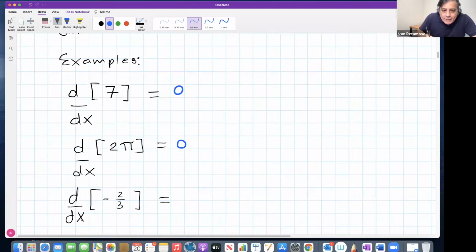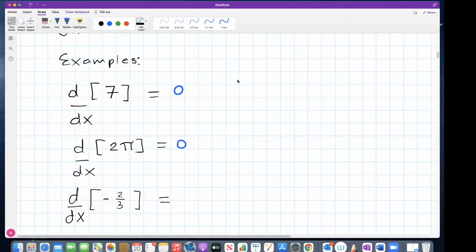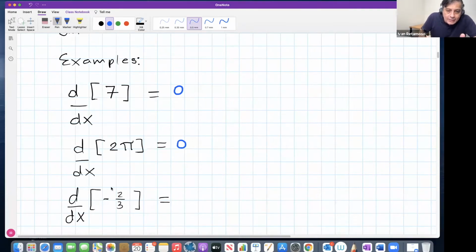Next, derivative with respect to x, I'm using Leibniz notation, notice, of this constant function, minus 2 over 3. What should this be equal to? You can write it on the chat or say it. Also 0, right? Yes, it's negative, Professor, but it's still a constant. It's a real number, right? So 0, no variation.